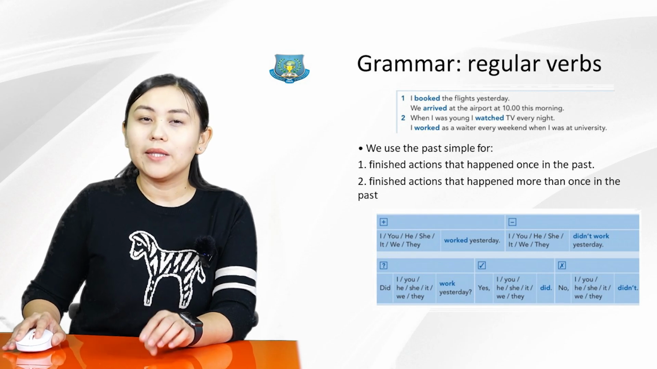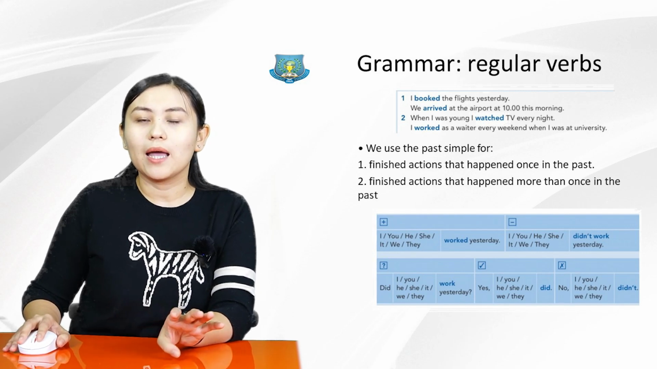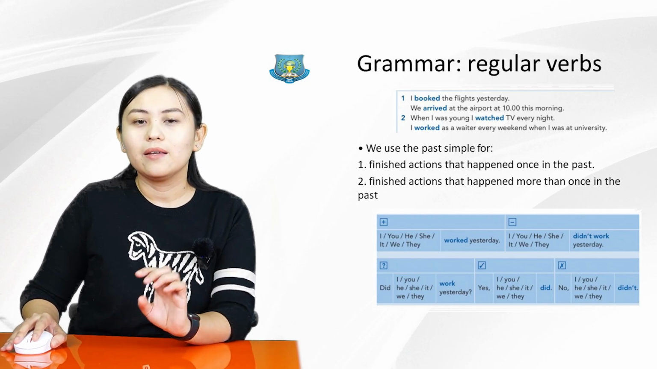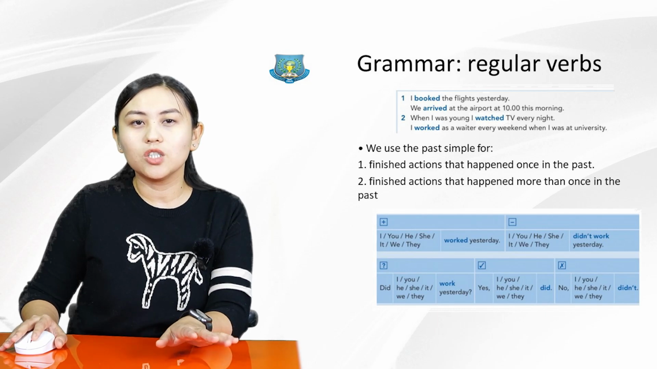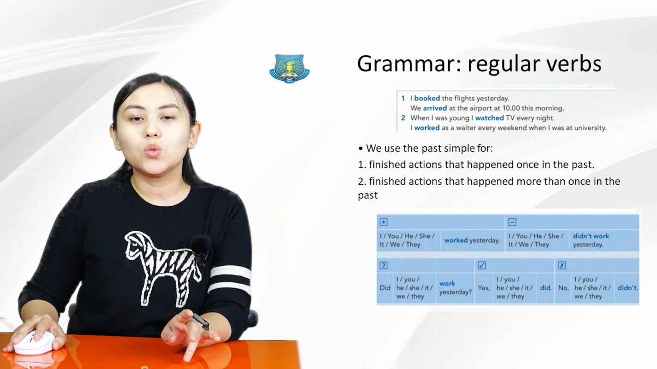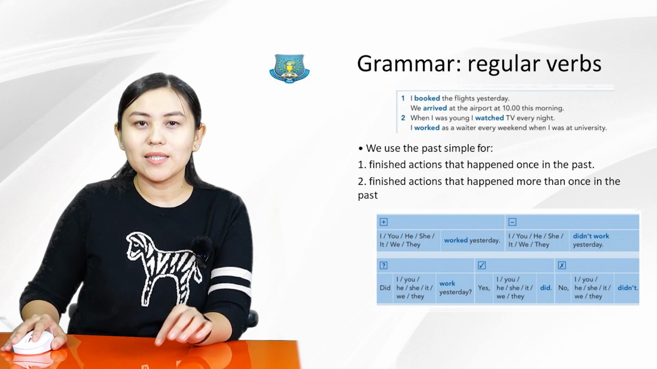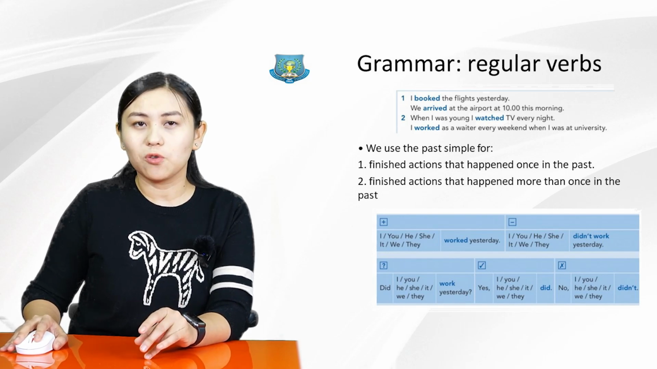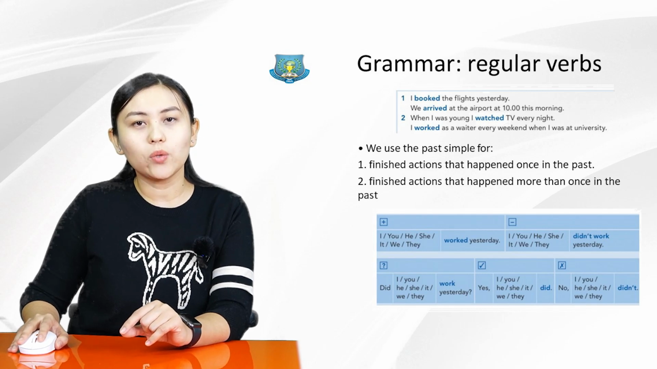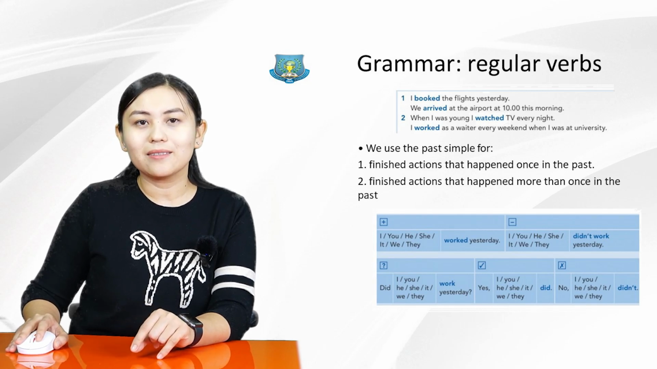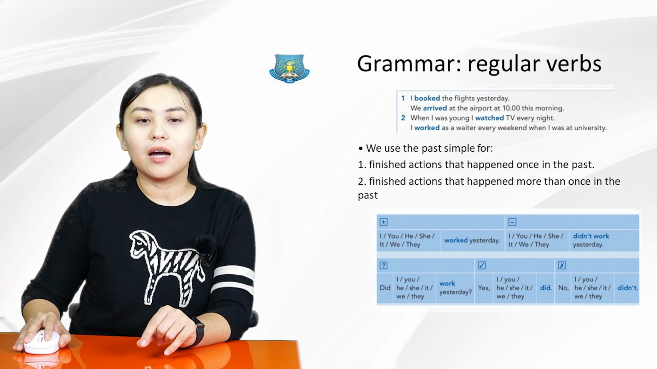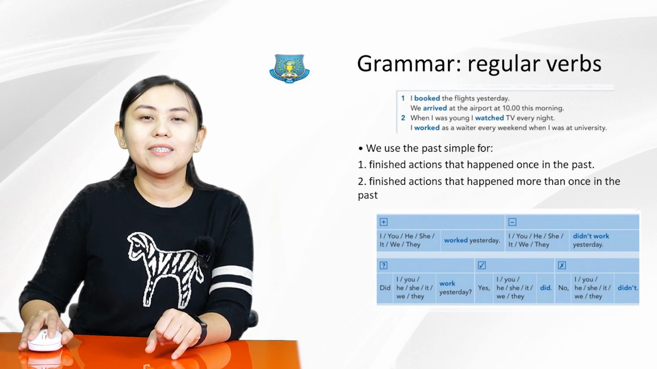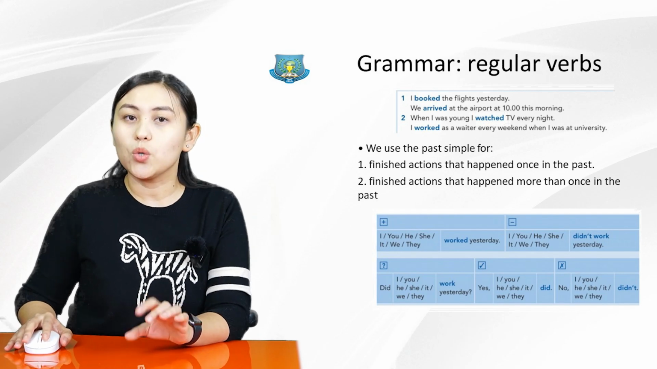Negative sentence. We make the negative with the help of the word did, so did plus not. For I, he, she, it also there is no change. So I didn't work yesterday. We just add didn't work, not worked. Please be careful here. And when we make a question, did comes first. Did I work yesterday? Did they work yesterday? Or did we work yesterday? This is the question form.